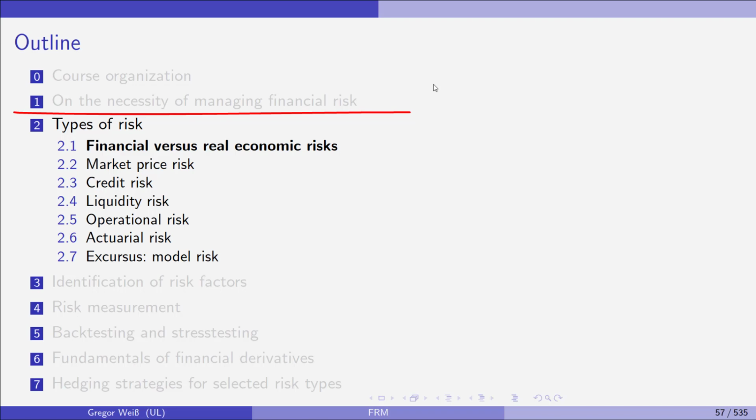Now, we'll work through these different steps of the risk management process from now on. And we saw that the first step is risk identification. We need to identify those risks that our company is exposed to. And in order to identify risk, we need to know which types of financial risk a company might be exposed to. So we'll first start with the basic distinction between financial versus real economic risks, and then move on to market price, credit, liquidity, op risk, actuarial risk, and then talk a little bit about model risk.